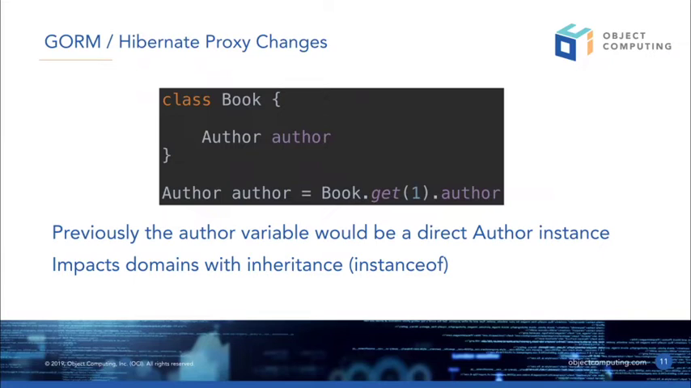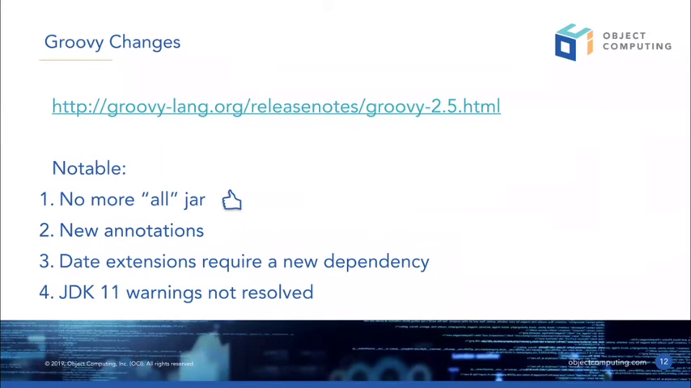But it has some subtle impacts for things like inheritance. The proxy is of type Author. So if you had subclasses of Author, and you wanted to check whether this instance is an instance of one of those subclasses, that will always return false, because the proxy is always of the type that's specified in the domain class. That could be a little bit tricky to understand, and a surprising change. If you upgrade your application and certain things aren't working, that could be the cause.